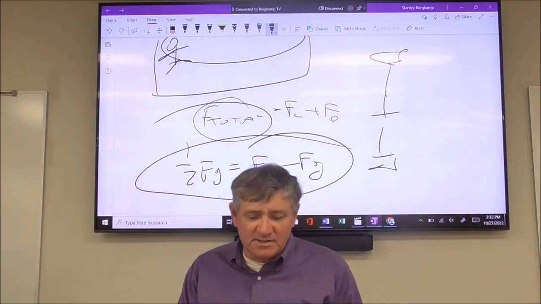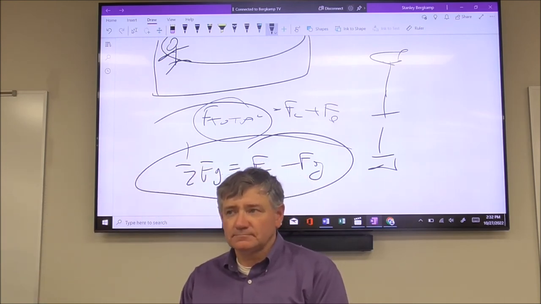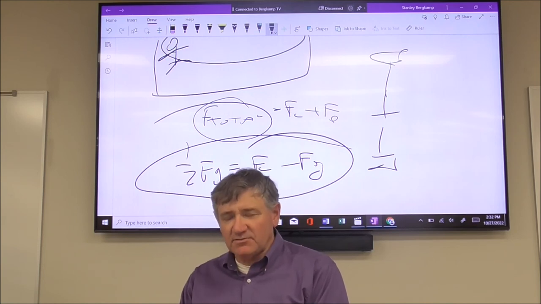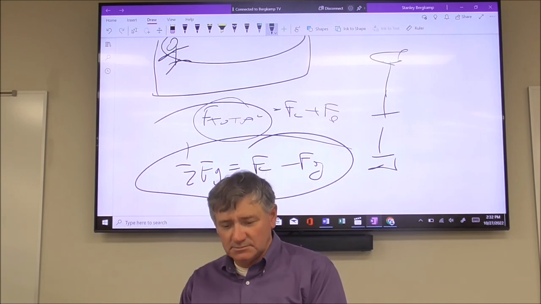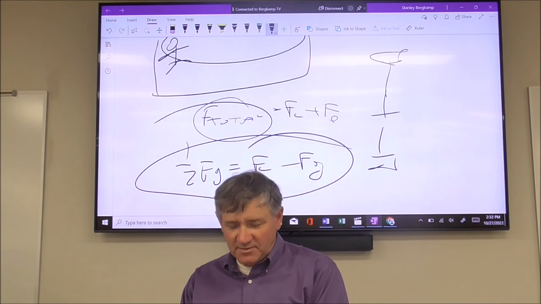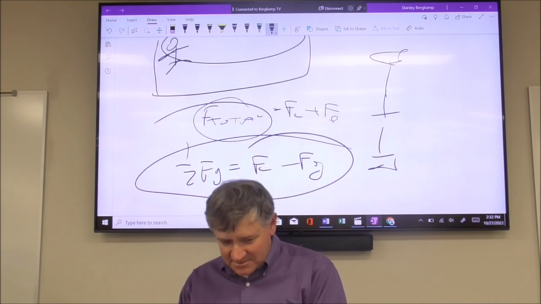What's the direction of any centripetal force? In, towards the center. Inwards at right angles to the acceleration. I mean, the velocity. To the velocity.